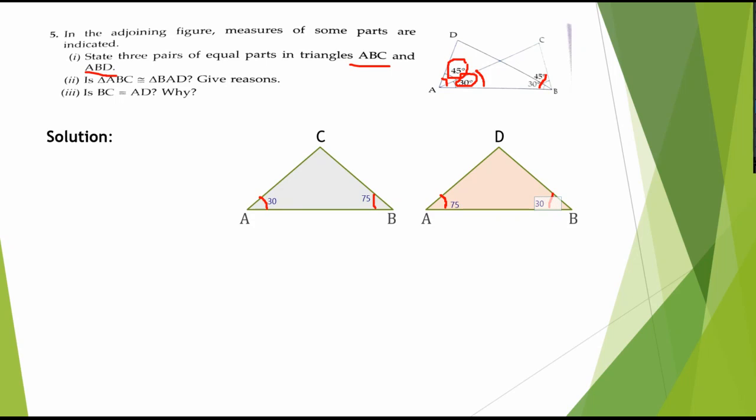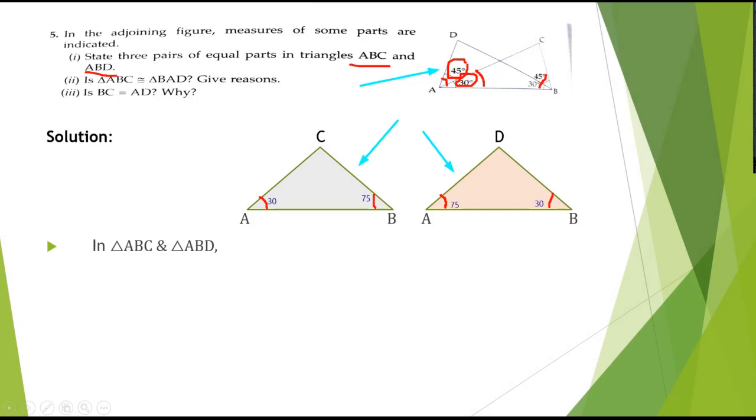So from the figure given in the question, we wrote the information in the two triangles that we have drawn. So it is the same information that was given in the mixed figure in the question. We drew the two triangles separately and wrote the information in the two triangles. Now let us see what we get from this.